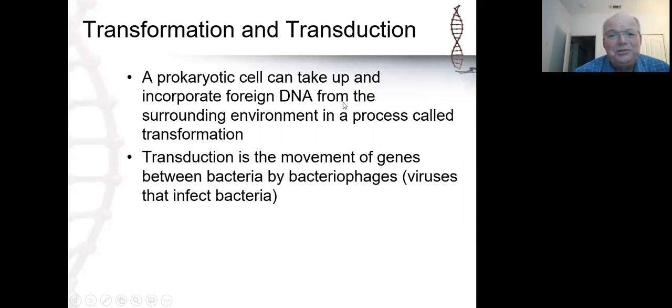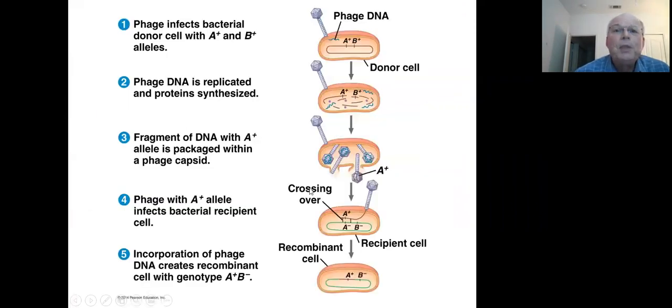So as I said, transformation is simply picking up foreign DNA from the environment. Pretty straightforward process. Transduction involves the use of bacteriophages. Now, viruses, hopefully you understand how a virus works, but if you don't, a virus inserts its own DNA into the cell that it wants to infect. And viruses infect all sorts of cells. So there are viruses that specialize in infecting animal cells. There are viruses that specialize in infecting plant cells. There are viruses that specialize in infecting fungi. There are viruses that specialize in infecting bacteria. Those that infect bacteria are called bacteriophages.